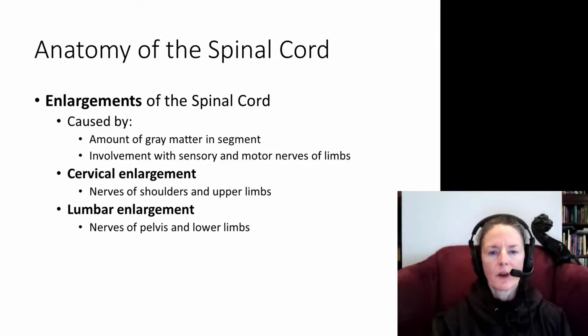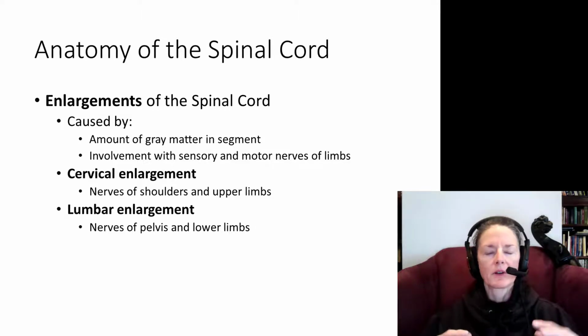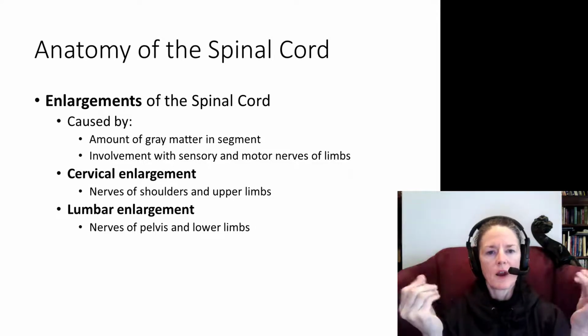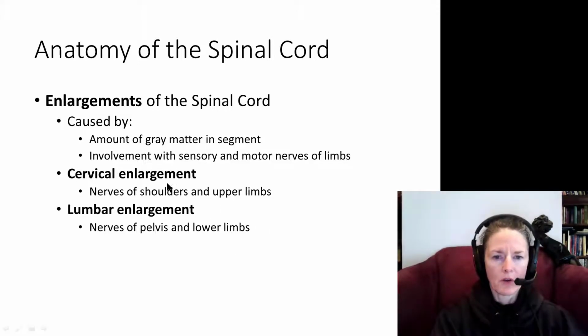So we have two enlargements of the spinal cord, one of which is called the cervical enlargement. It's around the neck region, so it's right at the border between the cervical and thoracic regions, and this is where we're going to have a large amount of gray matter. And this is because we're going to be supplying areas of the body that have very fine motor capabilities as well as very fine sense of touch. So we're going to be supplying the upper limbs and the upper torso. And as you know, your hands have quite a bit of dexterity, and you also have a very fine sense of touch here. So we're going to need more neurons to process this information. So that's going to be at the cervical enlargement.